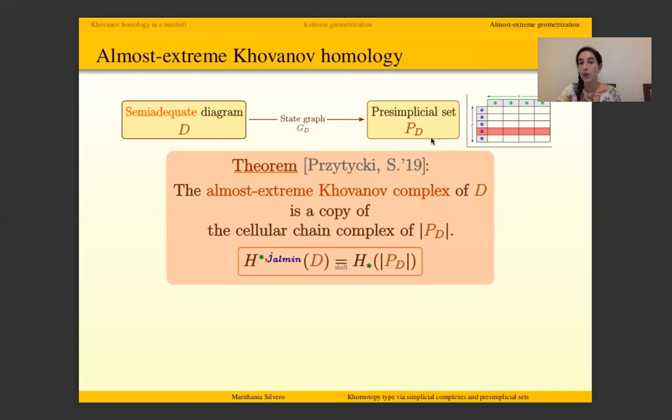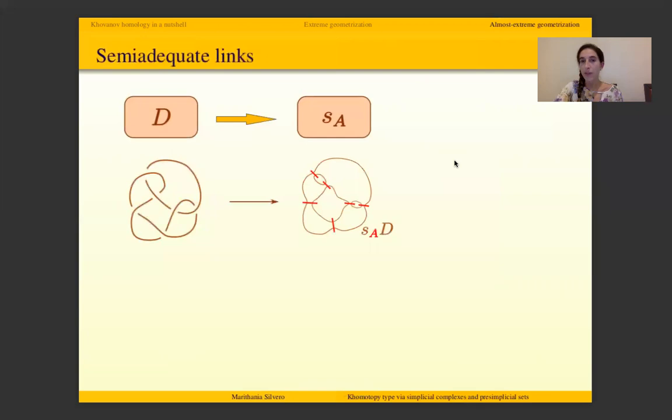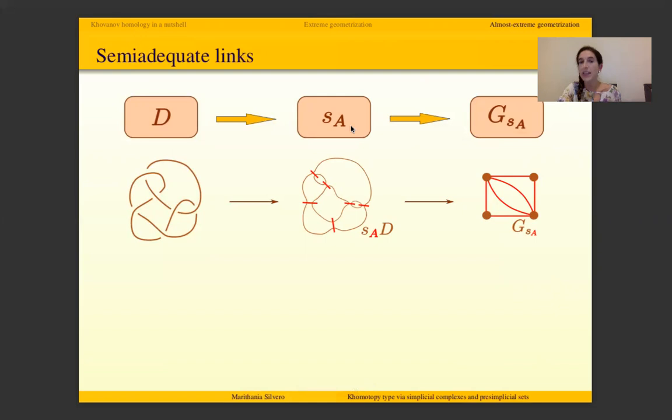So let's see first what semi-adequate links are. If we have a diagram, we can smooth everything by following an A label. Here I choose A instead of 0, but it's the same. A smoothing is the same as 0 smoothing. So we can smooth everything following an A label. And then we can construct a graph associated to this state just by associating a vertex to each circle, and we connect two vertices with an edge if here we have a red segment connecting the associated circles.